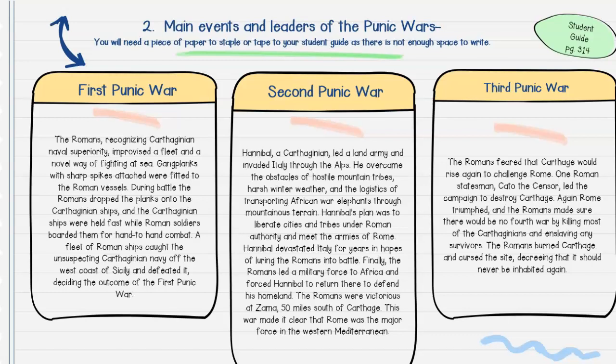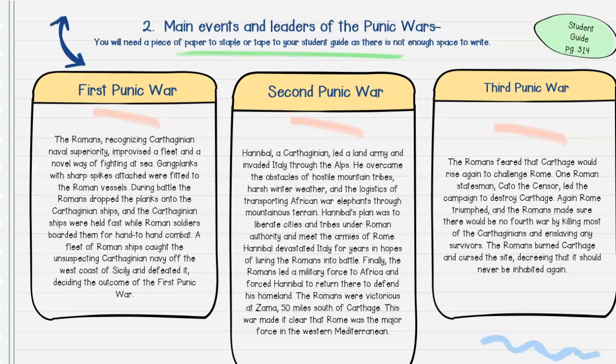He overcame the obstacles of hostile mountain tribes, harsh winter weather, and the logistics of transporting African war elephants through mountainous terrain. Hannibal's plan was to liberate cities and tribes under Roman authority and meet the armies of Rome. Hannibal devastated Italy for years in hopes of luring the Romans into battle. Finally, the Romans led a military force to Africa and forced Hannibal to return there to defend his homeland.